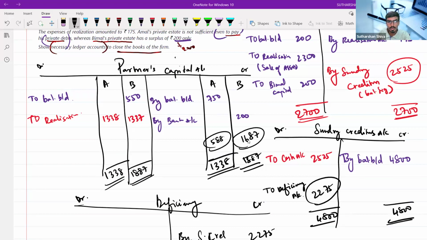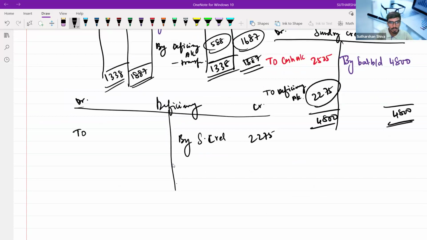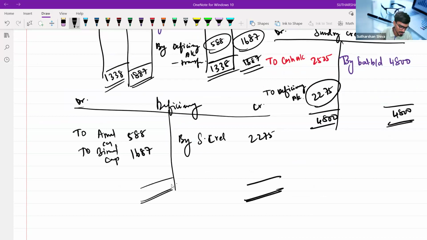1,687 is the value. If it appears on the credit side, it is your deficiency. So you will write down by deficiency account. The deficiency should be transferred, so this is a transfer entry you will pass. You will go to the deficiency account, and on the debit side you will write to Amal's capital and to Bimal's capital. Amal's capital is 588, Bimal's capital is 1,687. Both should get tallied. Is it right? 1,687 plus 588 is 2,275. Yes, sir.